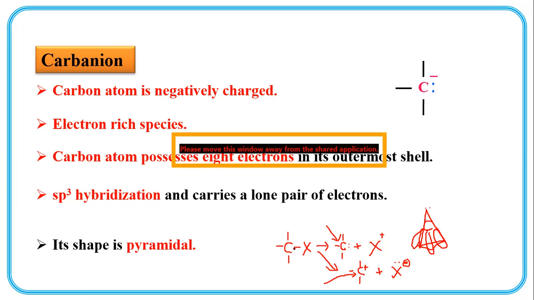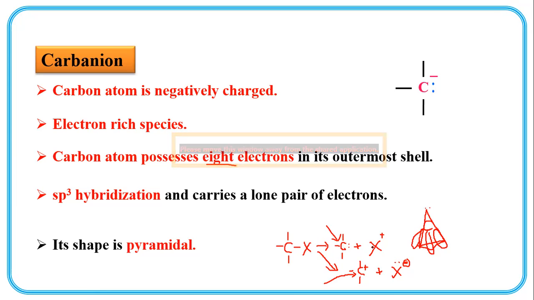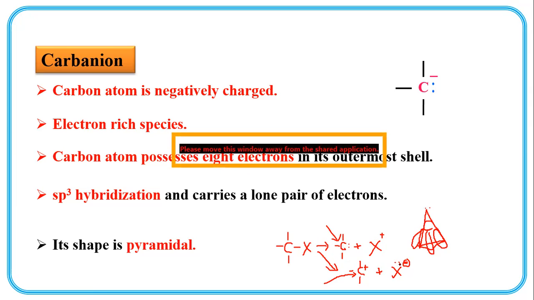When carbon is more electronegative than X, then this C-X bond breaks, both electrons go to carbon, and X will acquire positive charge. Secondly, if X is more electronegative than carbon, then on heterolysis, both the shared electron pair goes with X and carbon will acquire positive charge. So this is formation of carbocation and carbanion.